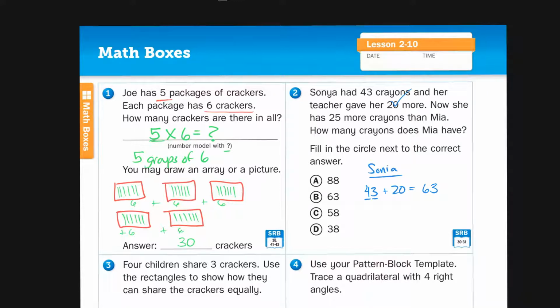We've used that information. We can look now and see, now she has 25 more crayons than Mia. How many crayons does Mia have? And if she has more, we need to take that 25 more away from 63. So our new number model is going to be 63, the 63 crayons that Sonia has, minus 25 equals, and I'm going to put on here, it should equal Mia's crayons.